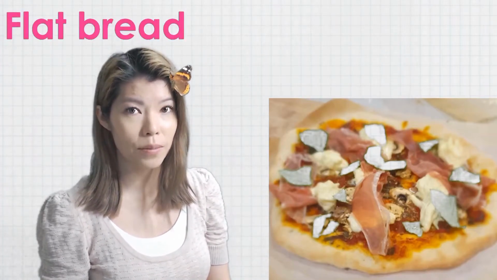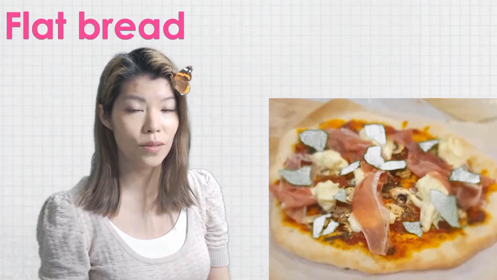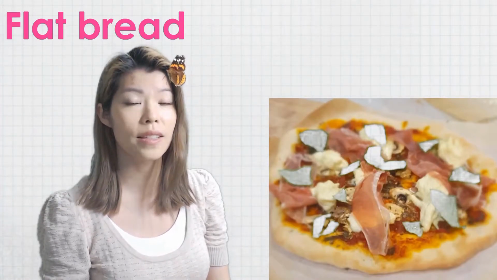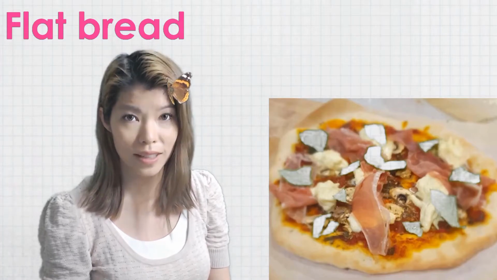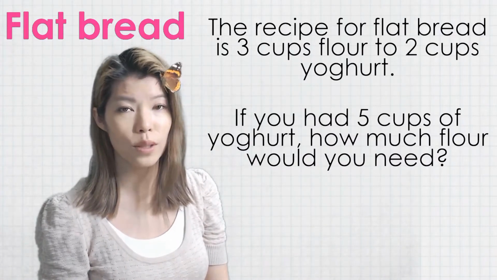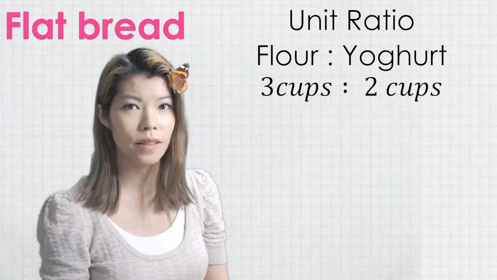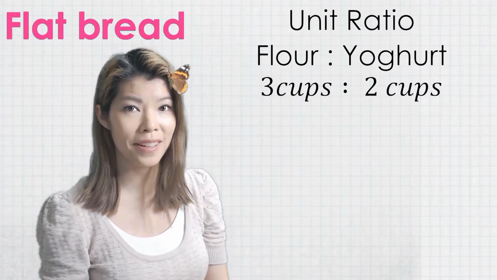So let's go back to food and how we use ratios in our everyday life. The other day, my kids and I were so hungry and we were craving pizza and we wanted something quick. So I used a flatbread recipe to make the dough really quickly. The flatbread recipe is really easy to remember. It's 3 parts self-raising flour to 2 parts yogurt. Let's say you have 5 cups of yogurt and you wanted to use all of it to make a lot of dough. How much flour would you need? Let's write the unit ratio and figure it out.